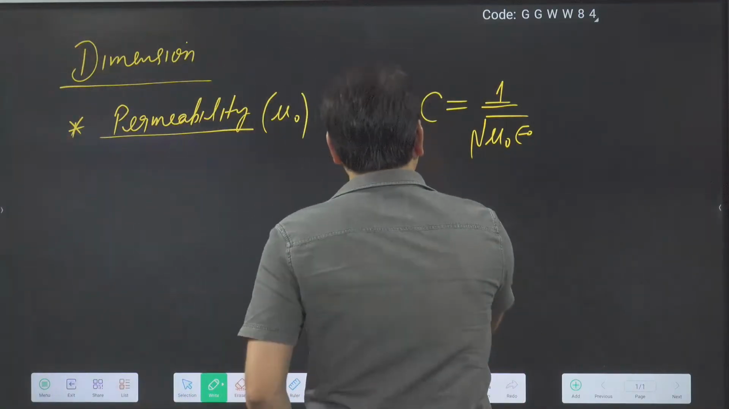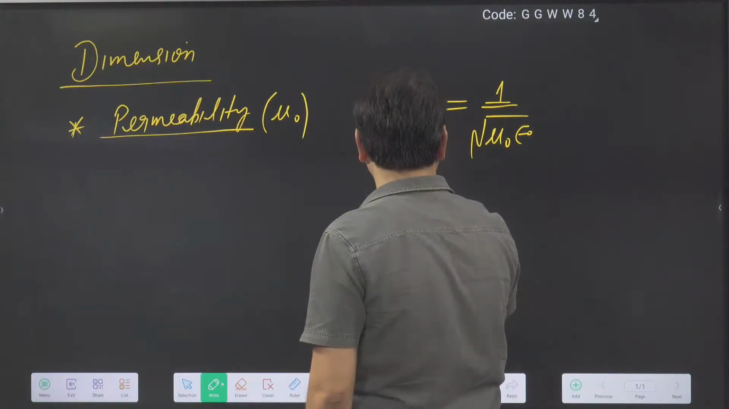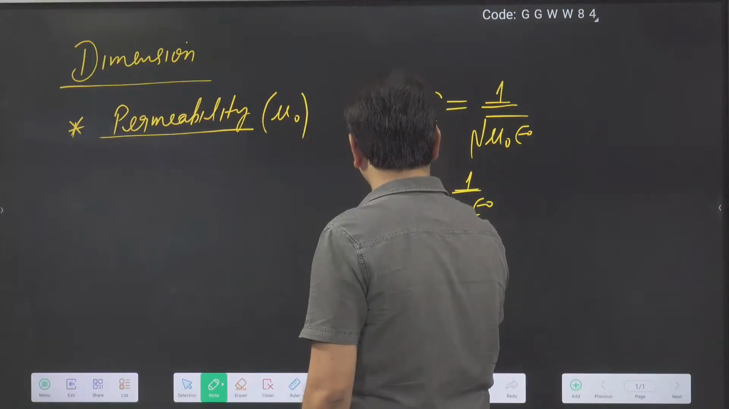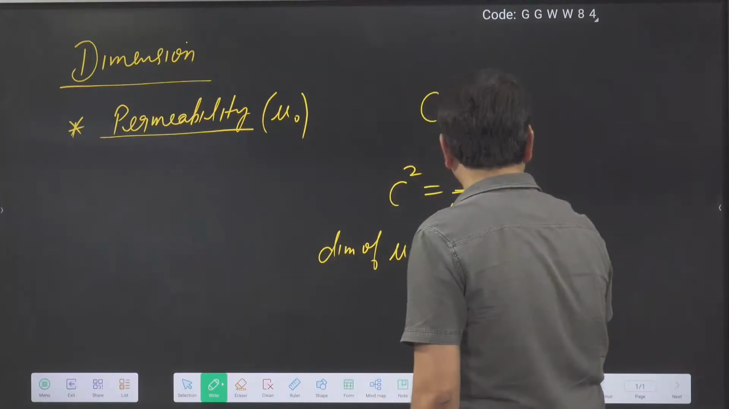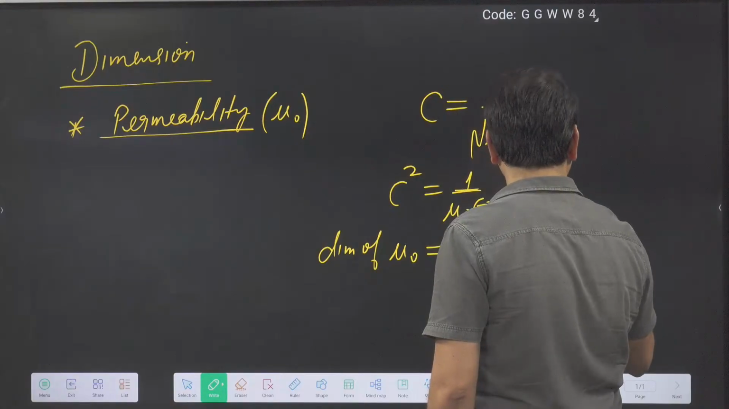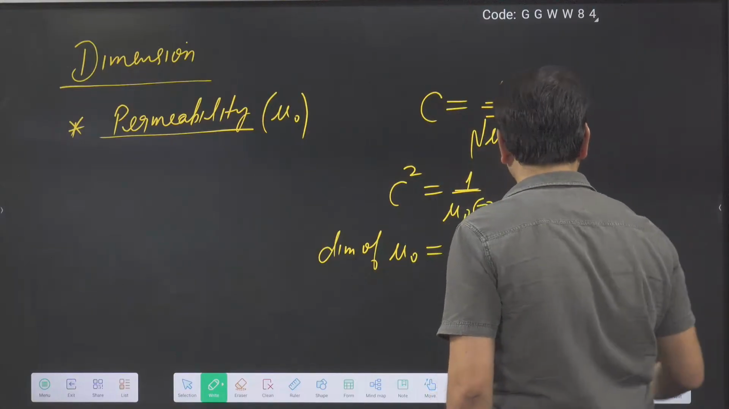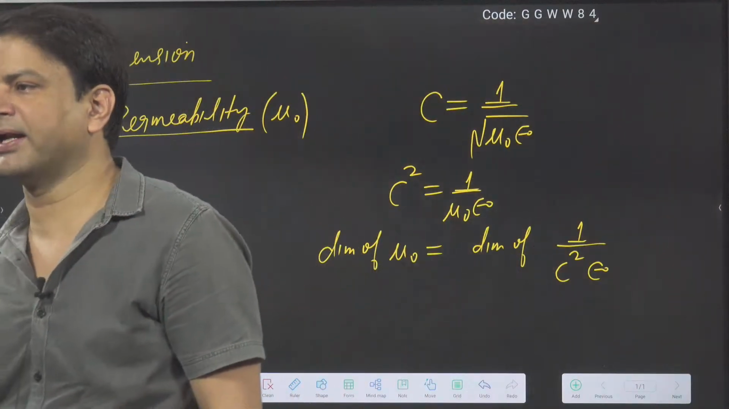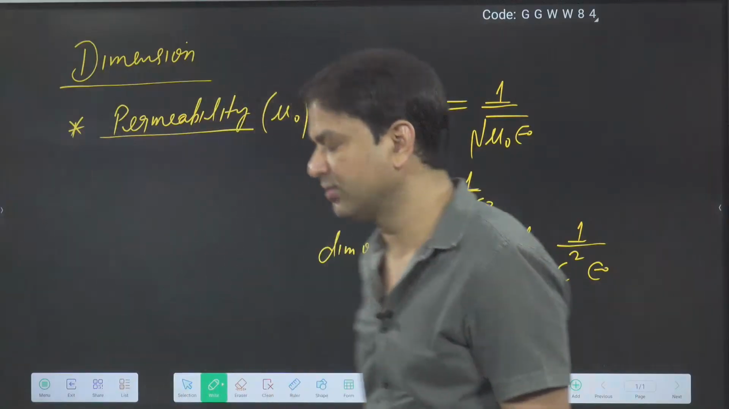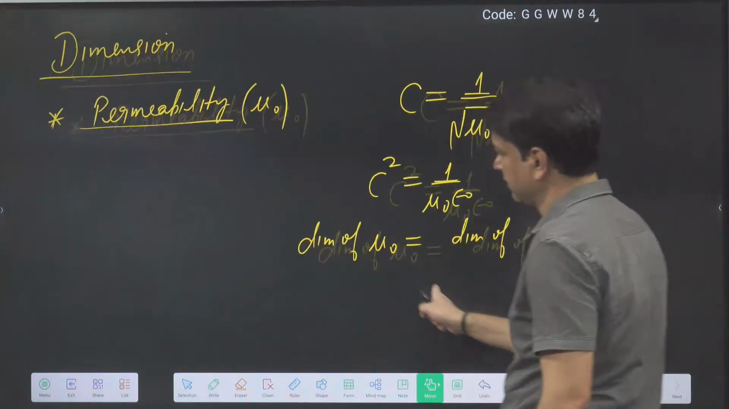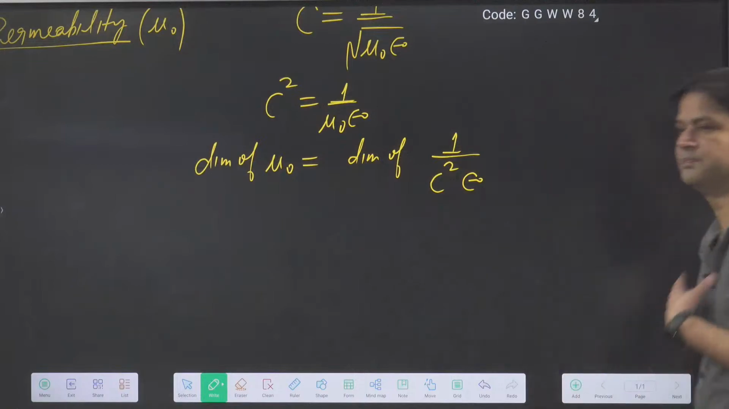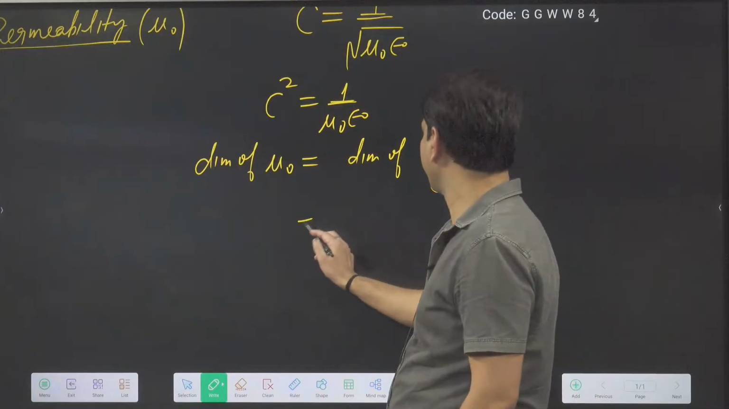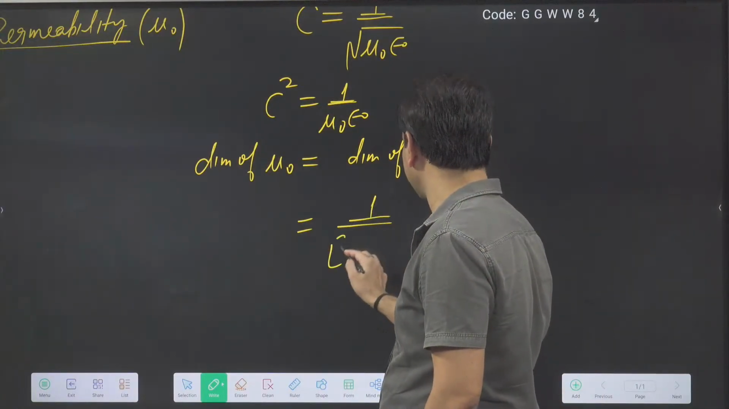Then by using this, I can say what? For mu naught, if you square both sides, C square is equal to 1 upon mu naught into epsilon naught. Then the dimension of mu naught is the dimension of 1 by C square into epsilon naught. Now the C square dimension is what? C dimension is LT minus 1, ultimately it is a speed only, so LT minus 1 whole square, and epsilon you got in the last class. So what is the dimension of epsilon? Then you will get 1 upon L square T minus 2.